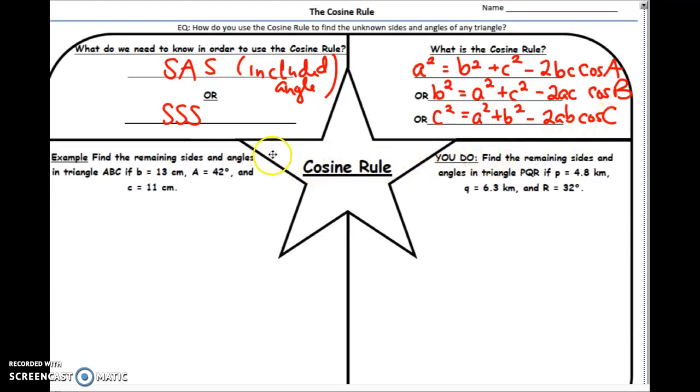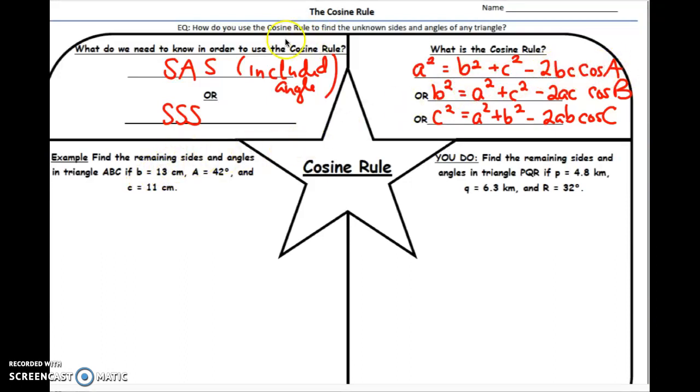All right, so it's kind of confusing looking, but if you pick up the big idea here, it looks almost like the Pythagorean theorem. So you've got a squared and then you've got the other two sides squared minus 2 times the b c cosine A. So you'll get used to it.